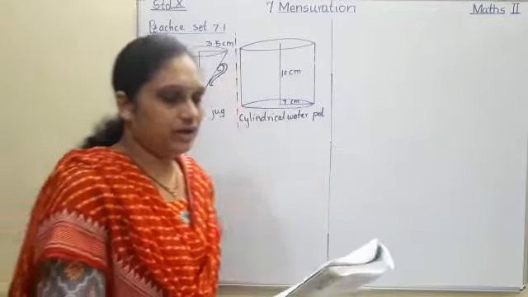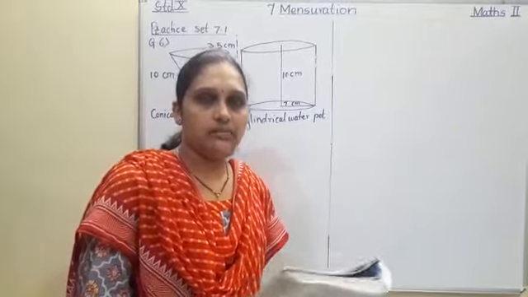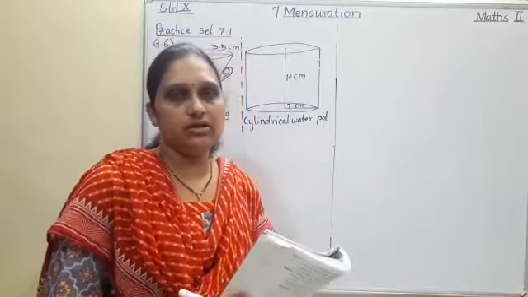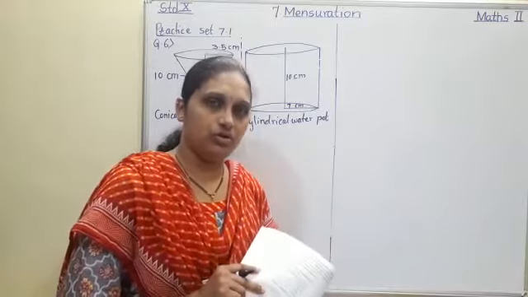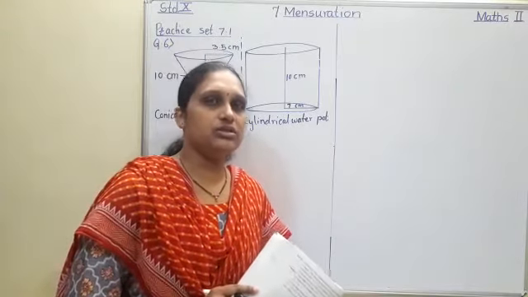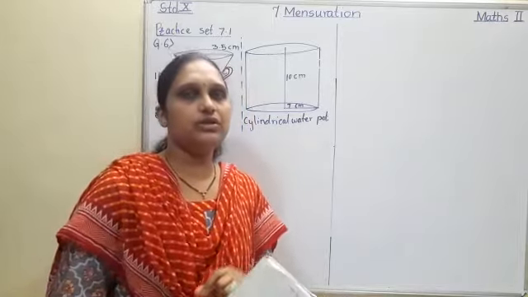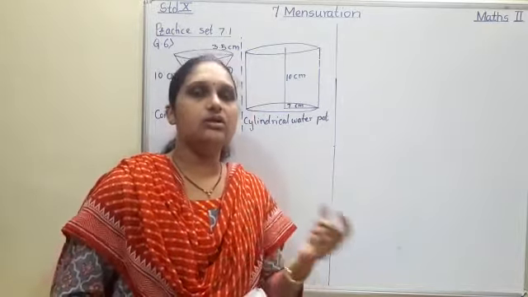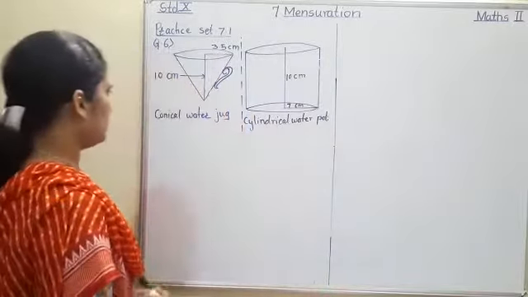Here we have to find how many jugs of water the cylindrical pot can hold. That means the capacity of a jug and the capacity of the cylinder are required. When we are finding the capacity, we have to use the formula of volume of cone and volume of the cylinder. The question asks about the number of jugs of water. When questions are given like this, where we have to find the number of something, at that time we have to find the volume. So here we'll find it first.